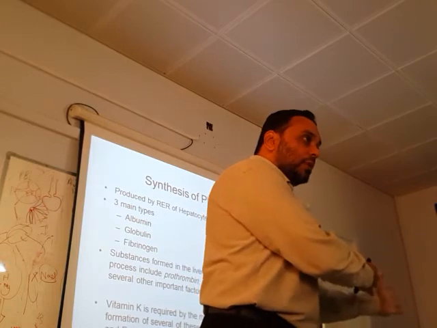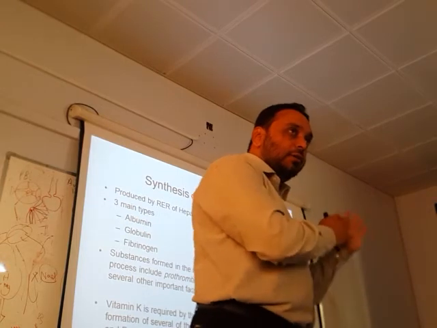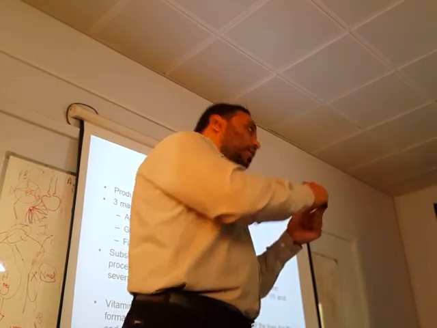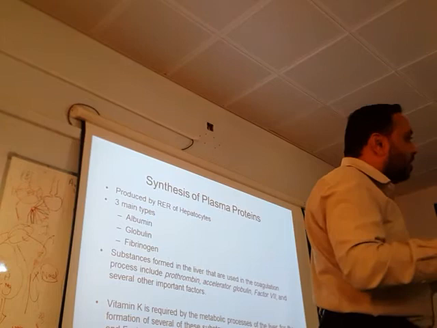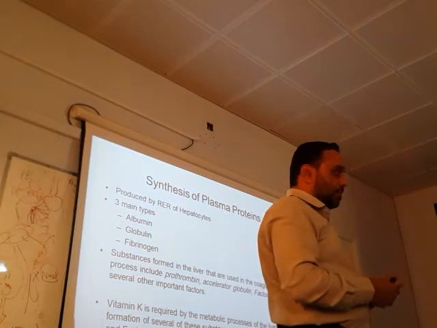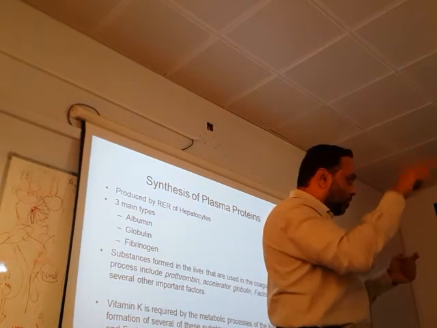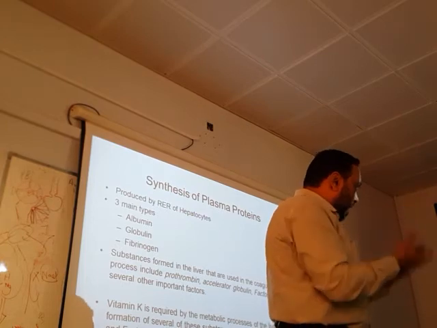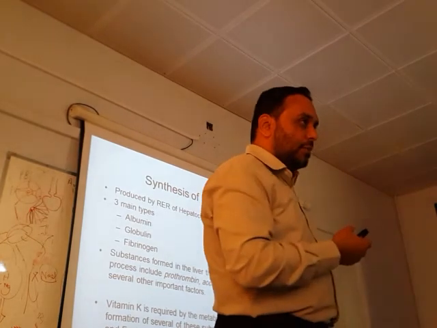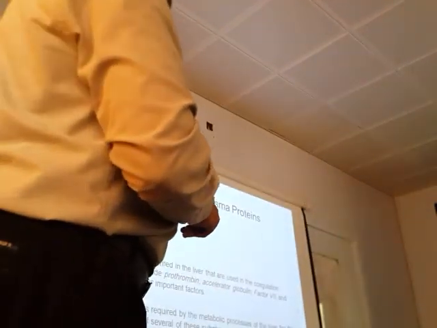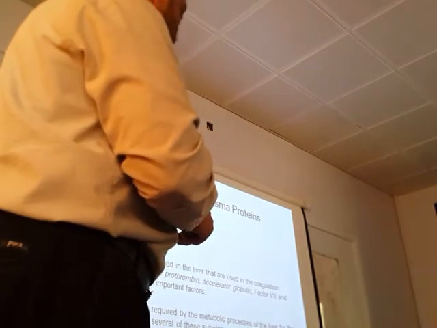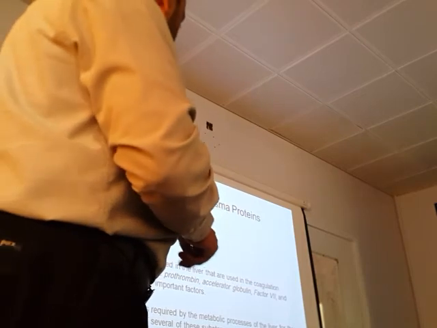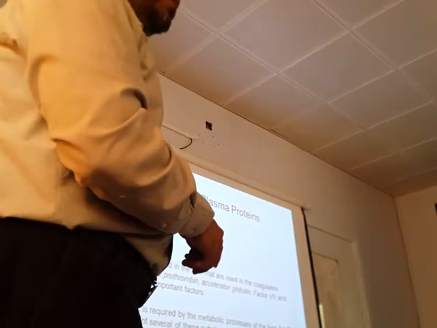suspect liver problem, some liver disease. Any patient who has come to you with cirrhosis, you will also do a clotting test. You have to apply that piece of knowledge. There are three main types produced by the rough endoplasmic reticulum: albumin, globulin, fibrinogen, etc. And the importance of vitamin K. Shall we go on?